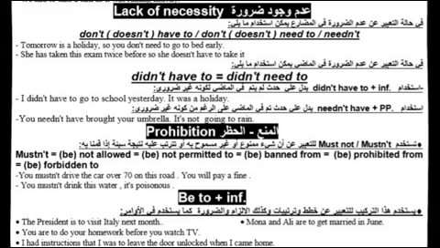The first example, you mustn't drive the car over 70 on this road. You will pay a fine. Okay? It's not permitted. It's banned. Okay? The second example, you mustn't drink this water. It's poisonous. Okay? Forbidden. It's forbidden. So you mustn't.